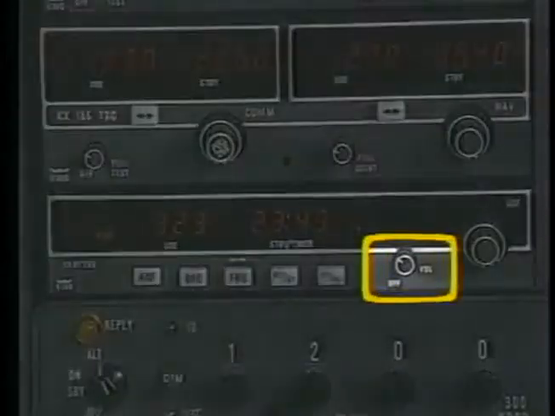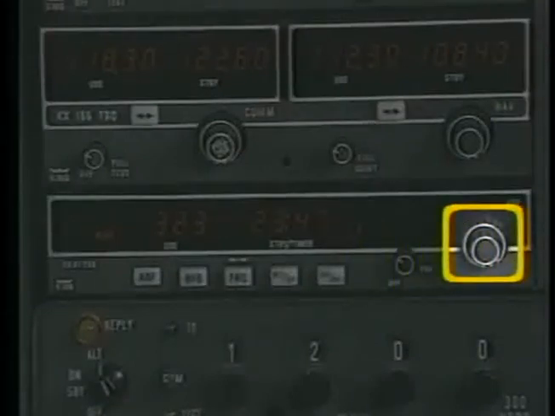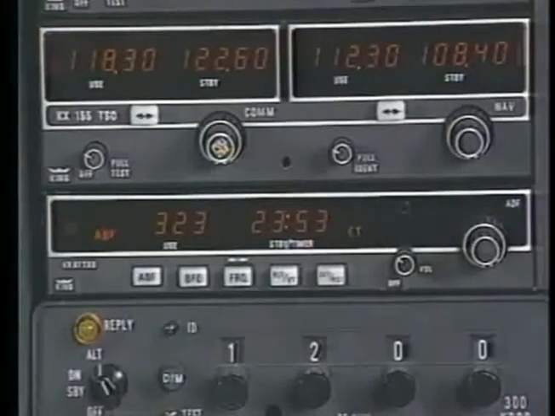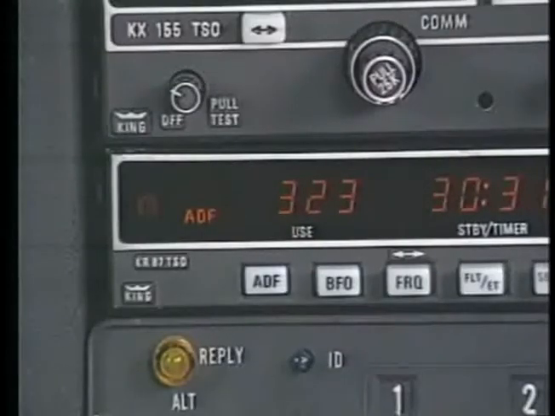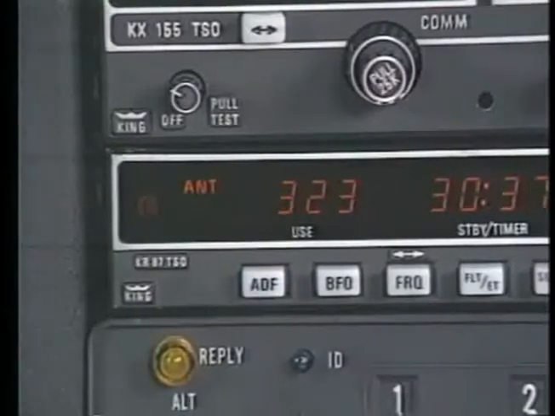This receiver has an on-off volume control knob, a station frequency selector, and several mode selectors. These selectors allow you to perform a number of functions. For example, the mode selector labeled ADF allows you to operate in either ADF or ANT, which stands for the antenna function. This mode provides maximum sensitivity to radio signals for tuning and identifying the station.